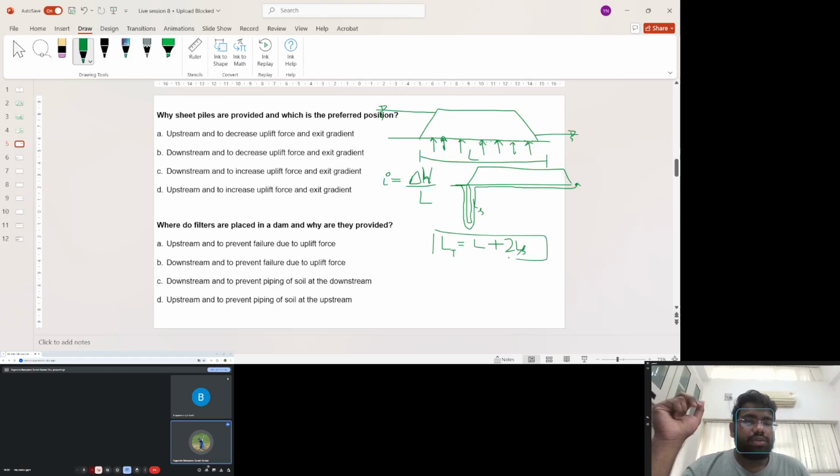So this will get reflected here, and hence the hydraulic gradient will decrease, which will be reflected at each and every point. Since I is decreasing, the hydraulic gradient is decreasing even at the exit point. The exit gradient will decrease, as well as the uplift force will decrease. Hence, the sheet piles will always be provided at the upstream end in order to decrease the uplift force and the exit gradient. Any doubts?